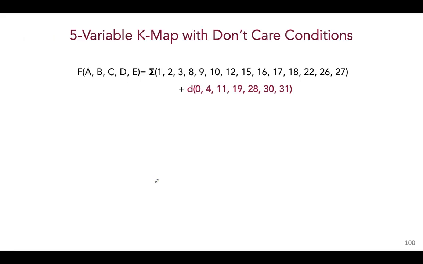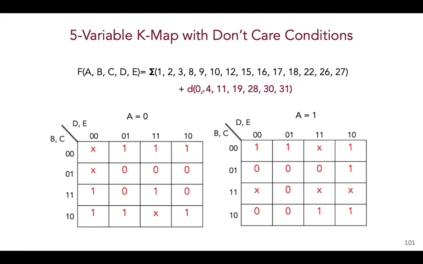Similarly, we can have 5-variable K-maps with don't care conditions. All of these are minterms, so all of these cells are supposed to contain 1s, and all of these cells will contain X's. Since we are doing this in SOP form, these X's will ultimately be considered as 1s, and then we can form groups of these ones.